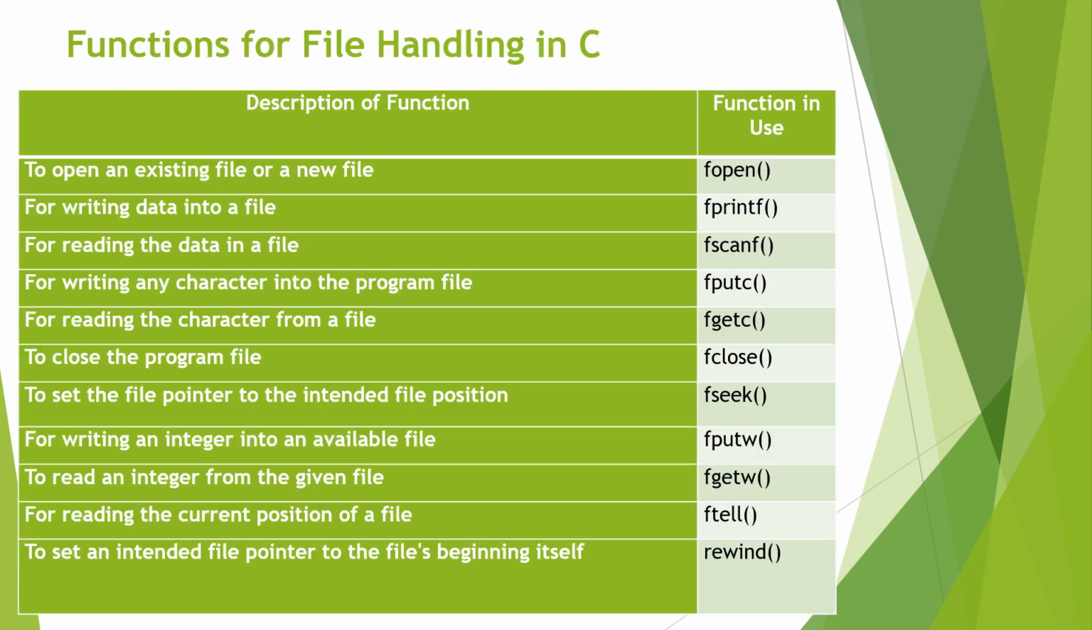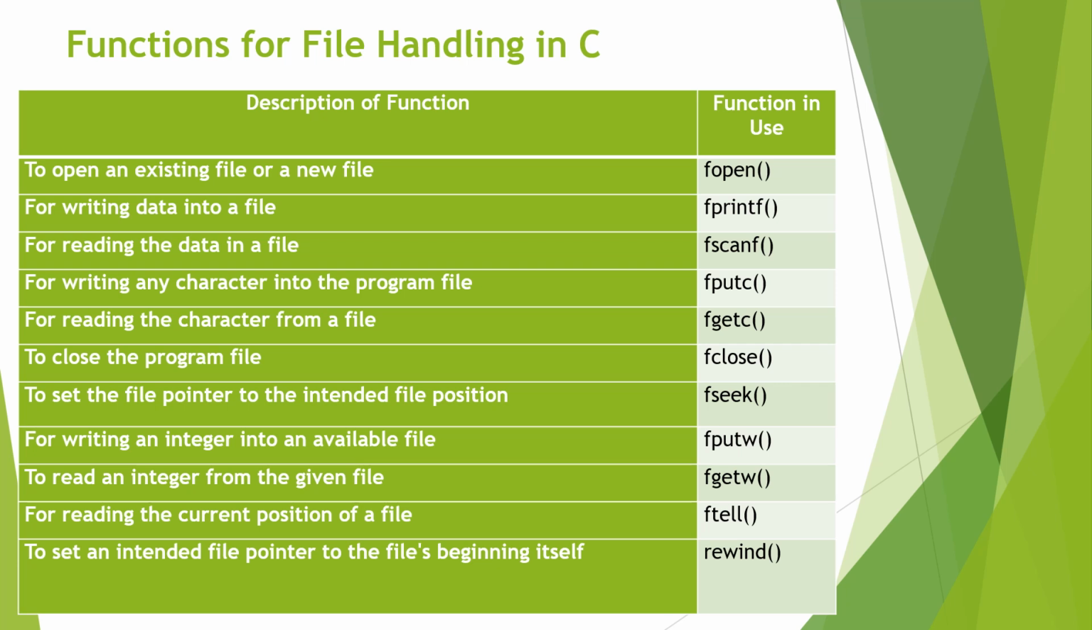Now let us see some important functions for file handling. Number 1, the fopen function, which is used to open an existing file or to create a new file. Next, for writing the data into a file, we will use the fprintf function. For reading the data from a file, we use the fscanf function. For writing any character into the file, the fputc function. For reading a character from a file, the fgetc function. To close the file, the fclose function.